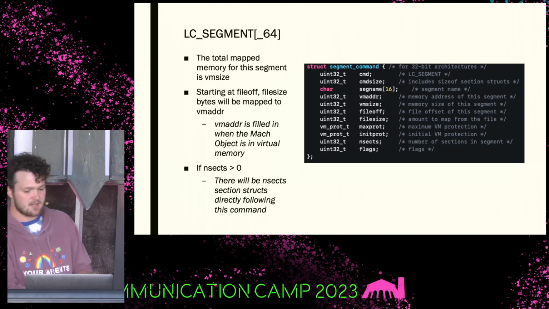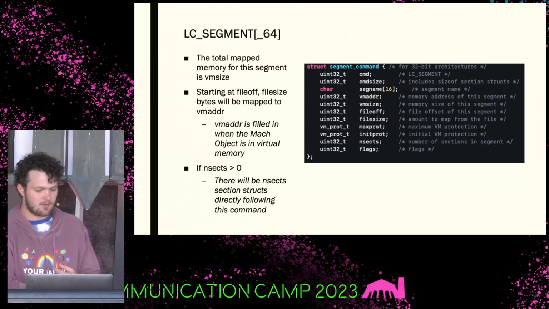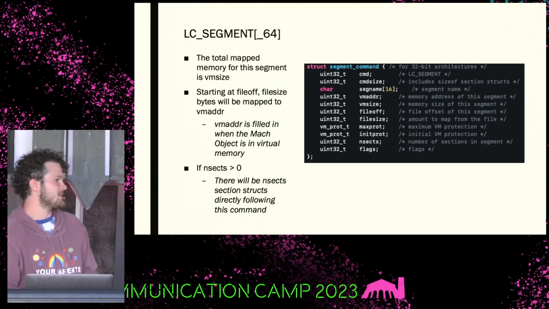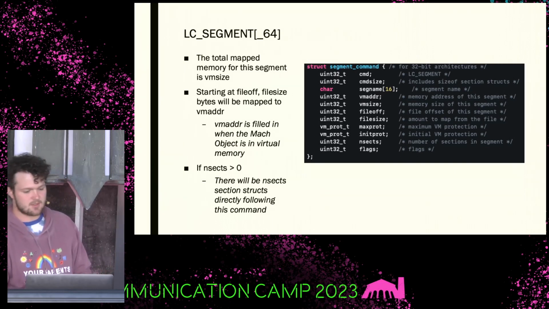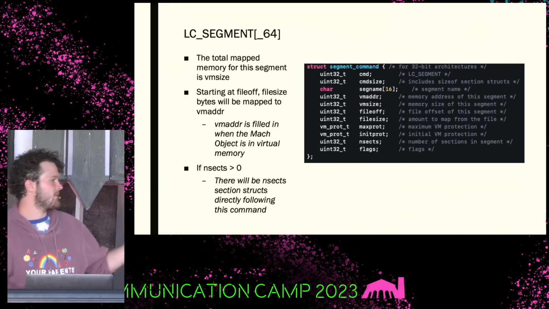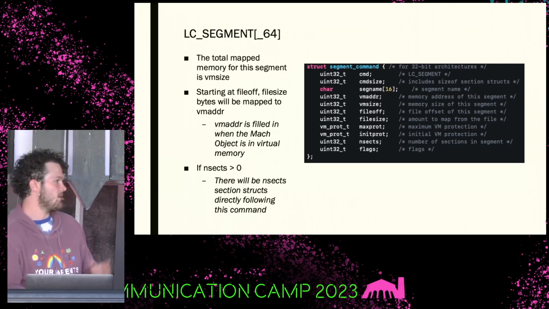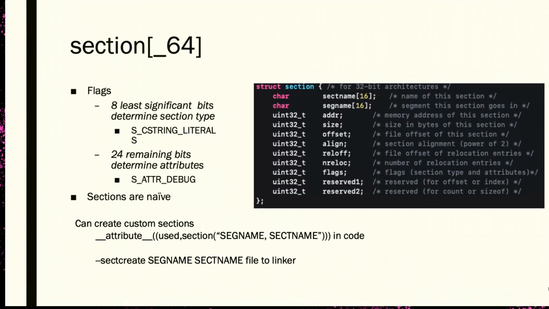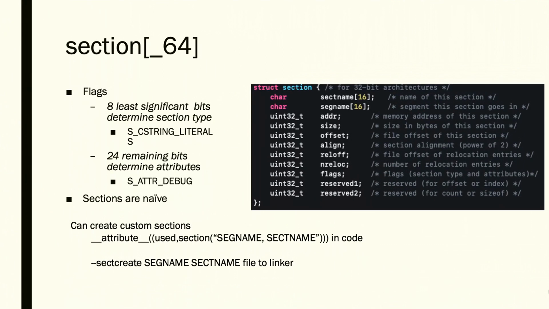Then you have your maximum and initial memory protections. And then, of course, you have something called sections. Each segment is allowed to define sections within itself. The sections are more logical than necessarily physical, but they are there to help define and separate the segment into logical sections. If the section count flag is greater than 0, then that's how you know there will be that many sections immediately after this segment command. It's not located somewhere else, it's just right after it. And that's where you get these section commands. A section has a 16-byte name as well.